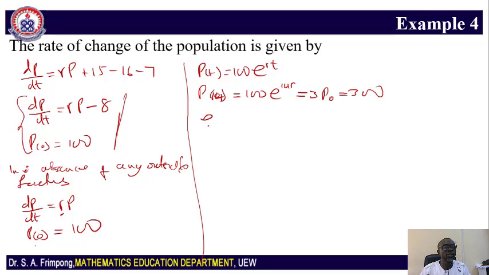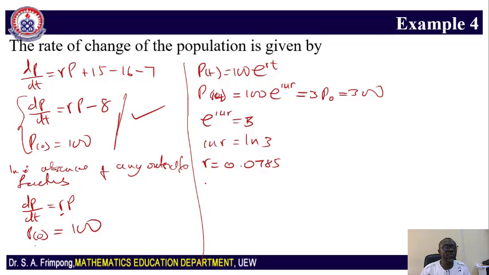So e raised to the power 14r is going to be equal to 3, and therefore 14r equals ln 3. And when you compute our r, we got r to be 0.0785. So that's our r. Based on that, we can put the r back into this model.